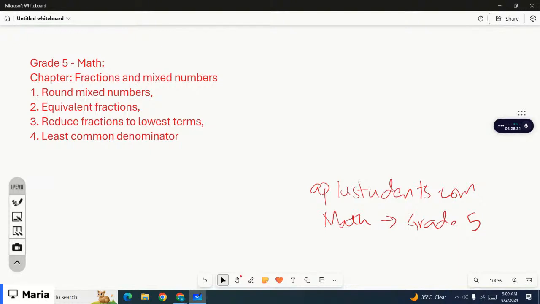We're going to start with the chapter fractions and mixed numbers. The lessons we're going to cover today are round mixed numbers, equivalent fractions, reduce fractions to lowest term, and least common denominator. Make sure you have your notebook and pencil so that you can note down the important examples and definitions as well.